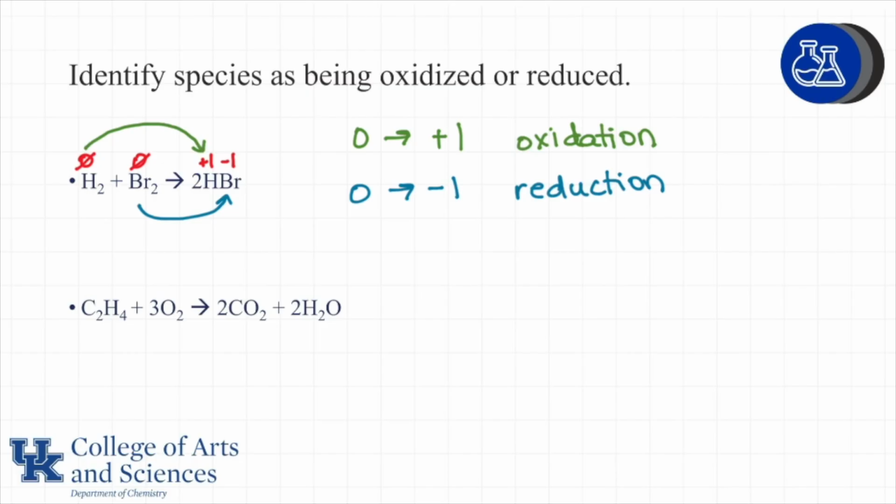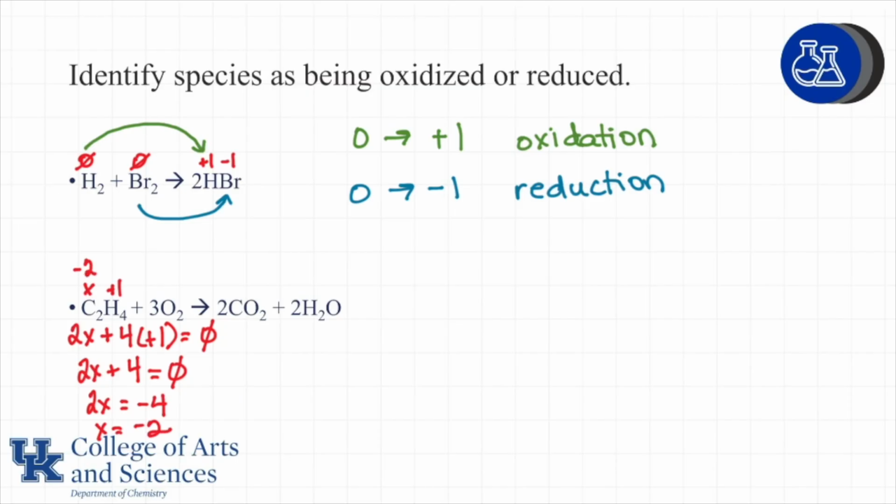Let's look at another example. For C2H4, we know that the oxidation number of hydrogen is +1, and we'll have to determine the oxidation number of carbon, so we'll label it x. Hydrogen is +1. 2x plus 4 times 1 is going to be equal to 0. 2x plus 4 equals 0, 2x equals -4, so x equals -2. So the oxidation number of carbon is -2.